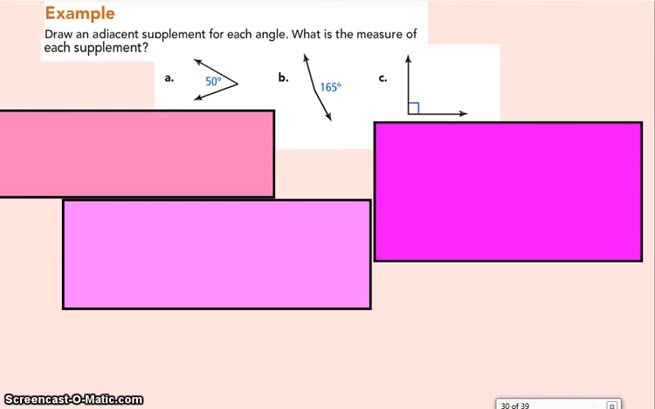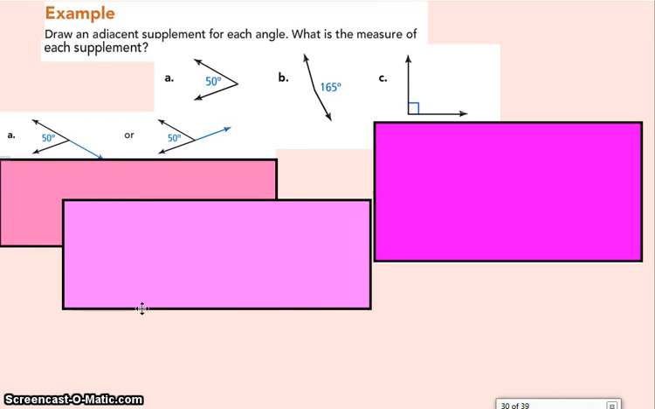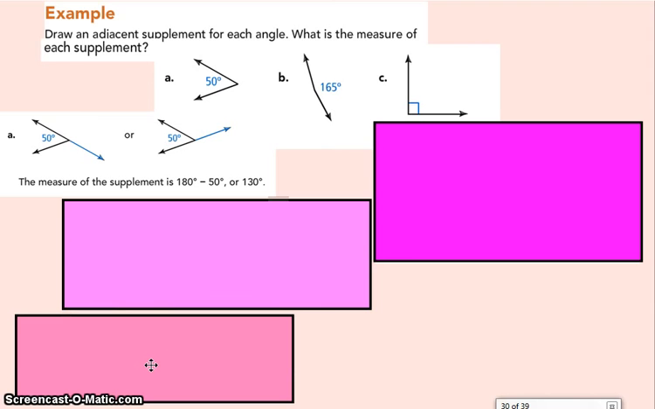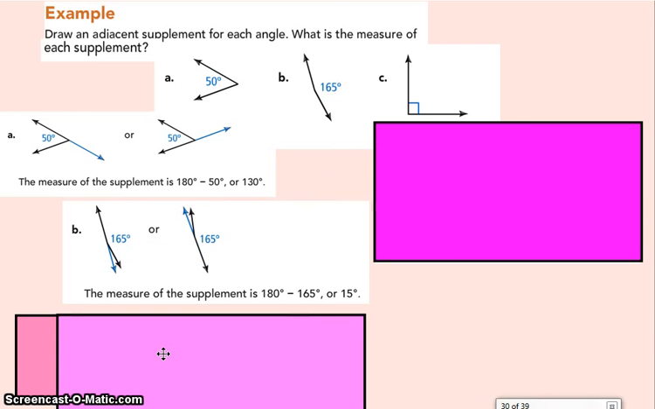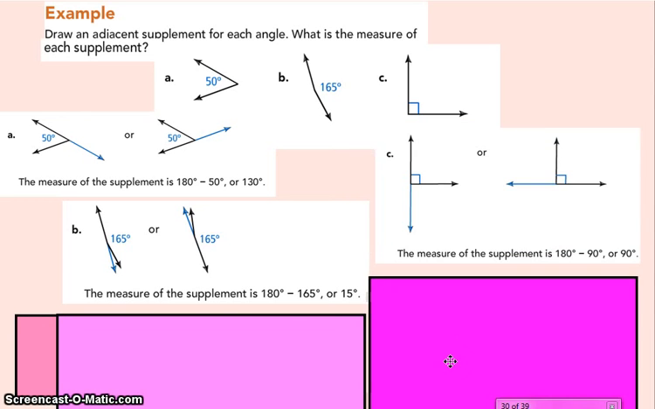Draw an adjacent supplement for each angle. What is the measure of each supplement? Example A. The angle is 50 degrees. To write a supplement to that would be 180 less 50, or 130 degrees. Example B. The angle is 165 degrees. As a supplement, 180 less 165 would have to equal 15 degrees. Example C. A right angle. A supplement to a right angle would be another right angle, because two right angles equal 180 degrees.